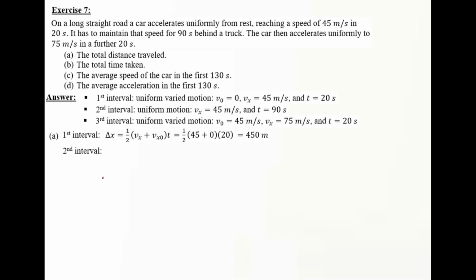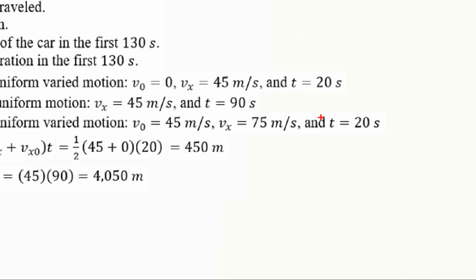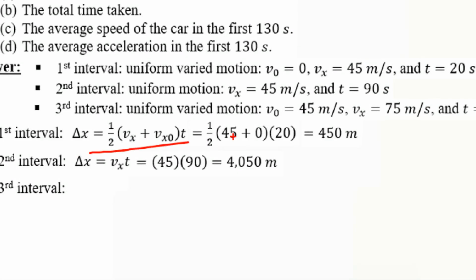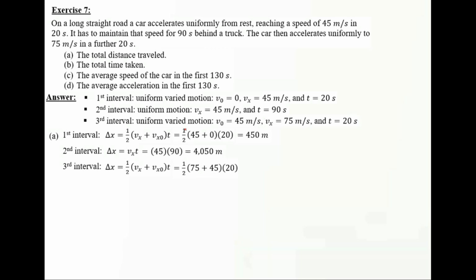For the second interval, the motion is uniform. Then we can use delta x is vxt, and the value of the displacement or the distance would be given by 4,050 meters. For the third interval, it is accelerating again. So we can use the same equation as this. We have the initial and the final speed of this specific interval, and the distance would be given by 1,200 meters. And the total distance for all the phases is given by 5,700 meters.